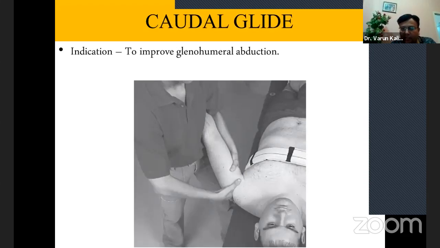Next is the caudal glide. We can give this glide to increase the glenohumeral abduction. In this glide also the patient is again in supine lying position and the therapist stands on the side of the patient and can give caudal glide at the glenohumeral joint to increase the abduction range.